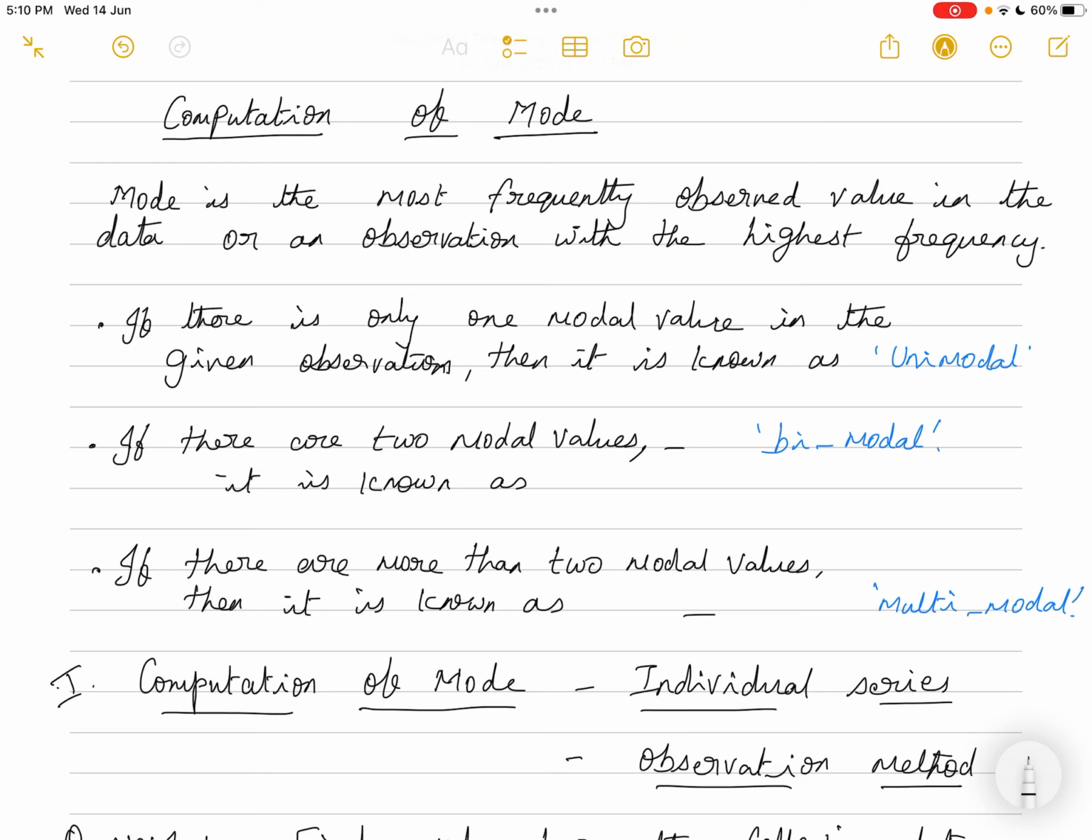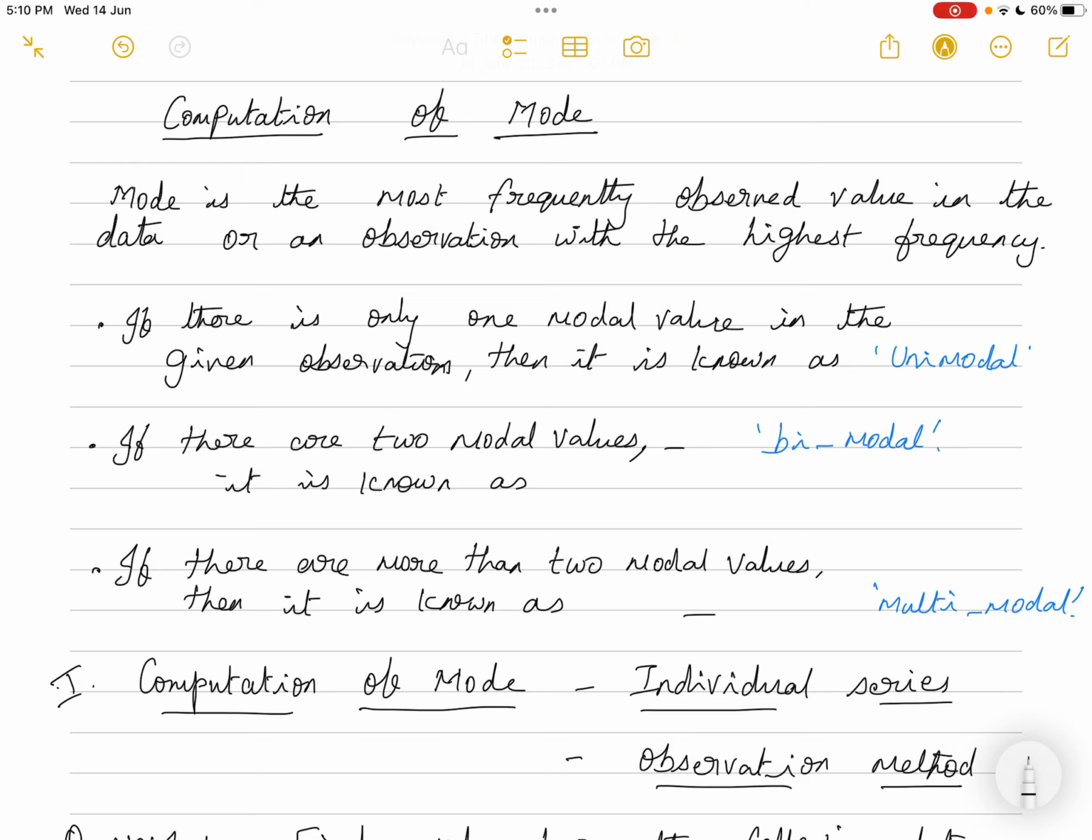You know what is the meaning of mode, isn't it? Mode is the most frequently observed value in the data, or an observation with the highest frequency. The more times a particular value occurs in a given series, that value is the mode. But the only problem is sometimes there will be more than one mode in a particular series, where more than one value occurs more number of times.